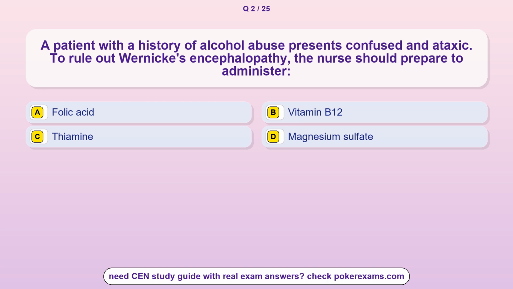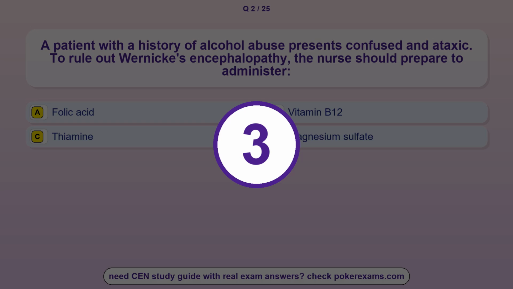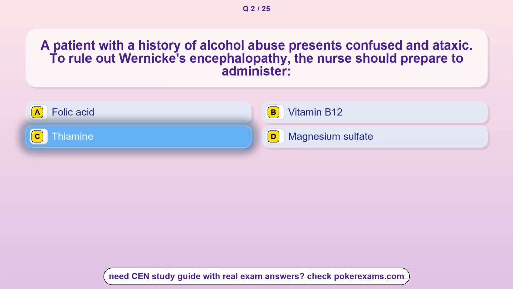Question 2. A patient with a history of alcohol abuse presents confused and ataxic. To rule out Wernicke's encephalopathy, the nurse should prepare to administer option A, folic acid, option B, vitamin B12, option C, thiamine, option D, magnesium sulfate. The correct answer is option C, thiamine.